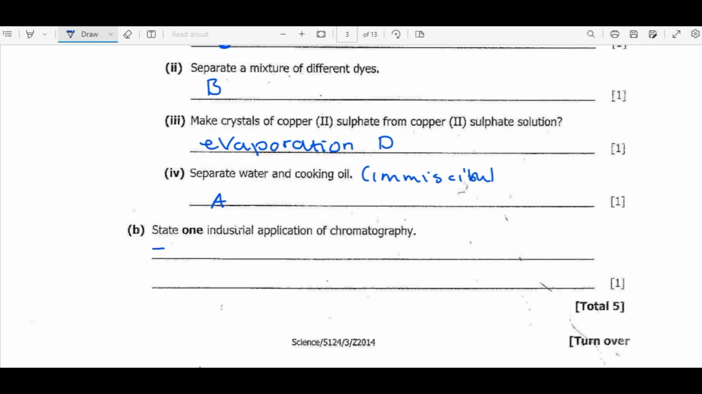Then state one industrial application of chromatography. So we'll say chromatography can be used to know if the money, which is the currency, is forged. So say to check for counterfeit notes.